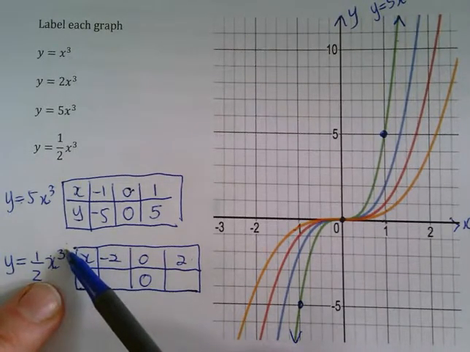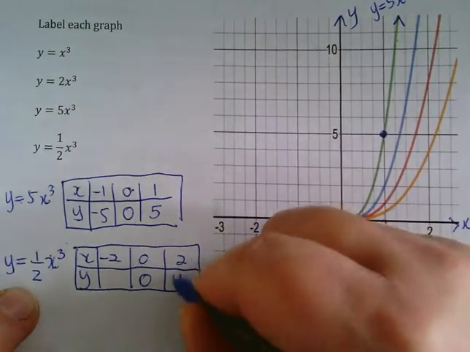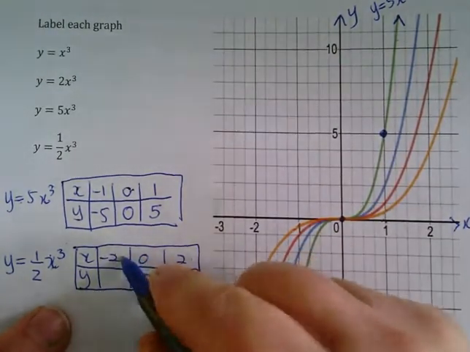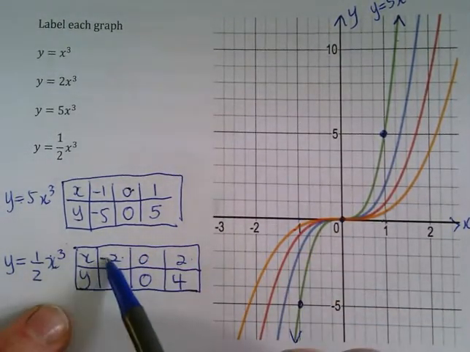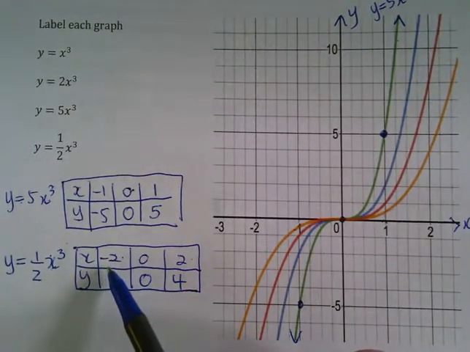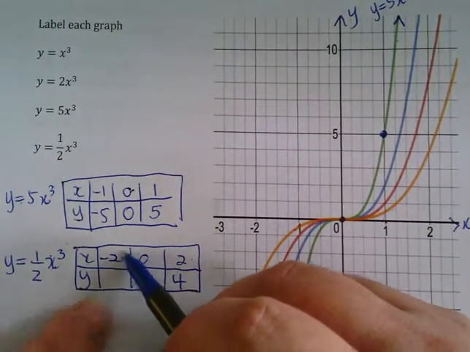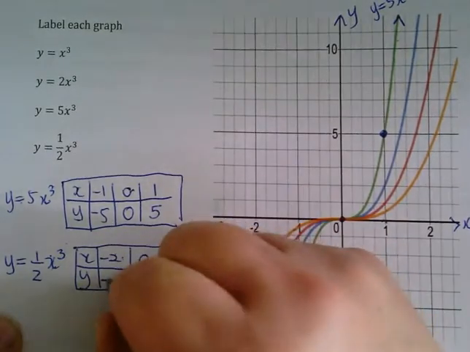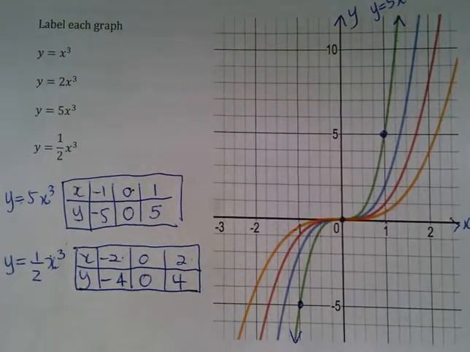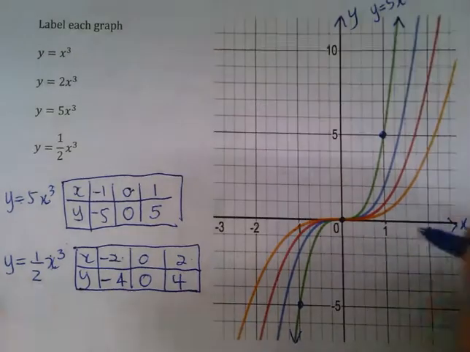2 cubed is 8. Half of 8? 4. And what's negative 2 cubed? No, negative 2 times negative 2 times negative 2. Oh, yeah, negative 8 times a half is negative 4. Got it. It's the yellow one. Good. So let's have a look.